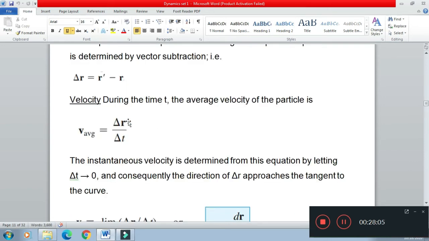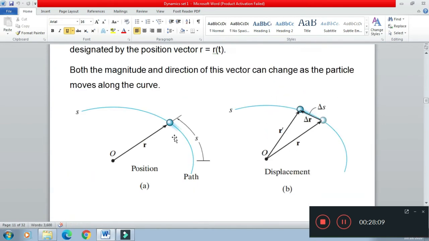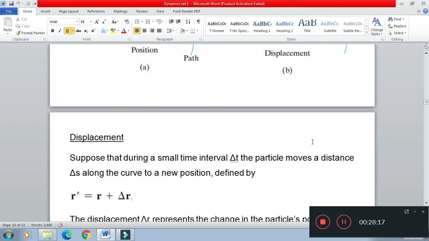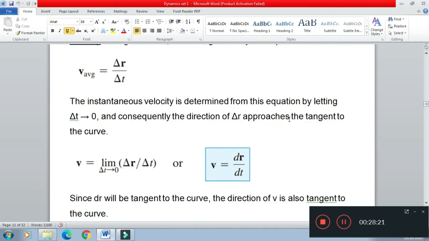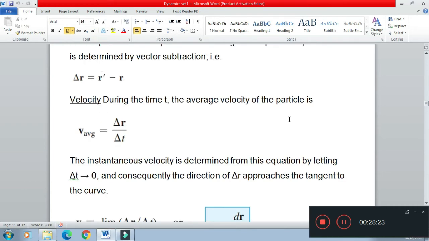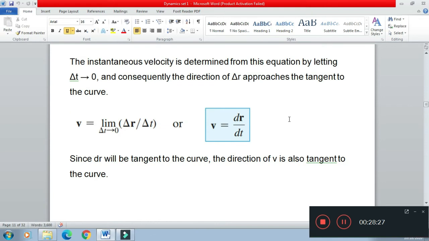The symbol r in bold is basically the vector quantity. In the book, the nomenclature is that if a quantity is written in bold, then mostly it means that it is a vector quantity. If this same quantity is shown in regular font, then it will be the magnitude or scalar.